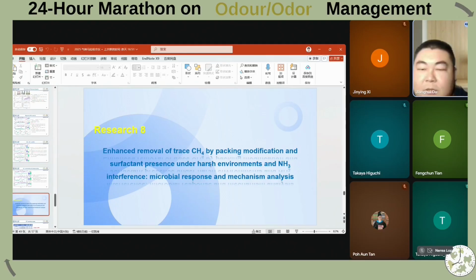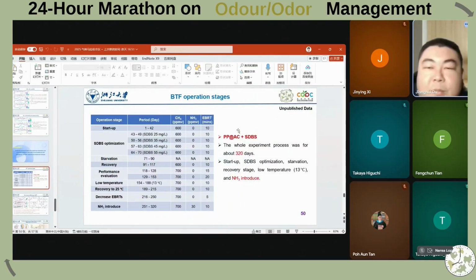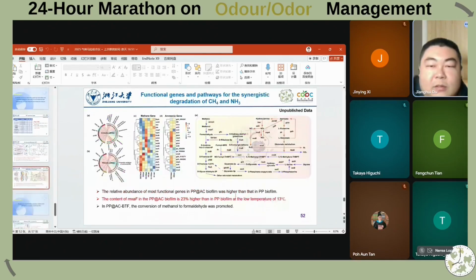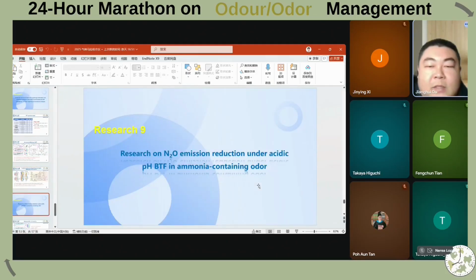In the next work, we try to research the ammonia and methanol removal with the disturbance of ammonia. This is the BTF operation stage. It shows that ammonia removal increased by over 17% on average. This is the functional genes and pathway of the nitrogen metabolism for ammonia and methanol.